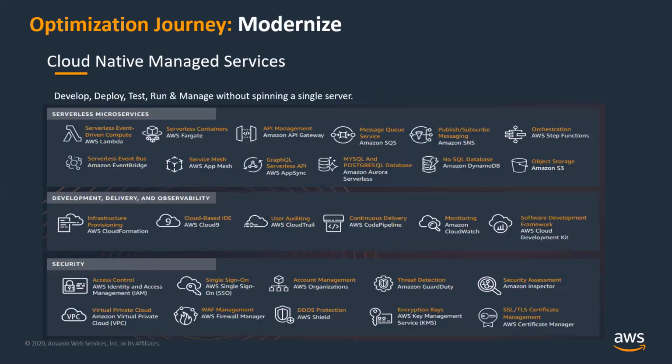Also, when you start modernizing your application, it's a good idea to look at the cloud native managed services offered by AWS for various phases of your application development lifecycle, like development, deployment, QA, or implementing CI/CD. And all these services are serverless and can help you to significantly optimize your spending. You don't need to maintain any staff to manage any of these services.